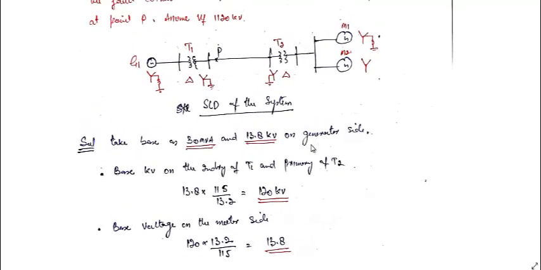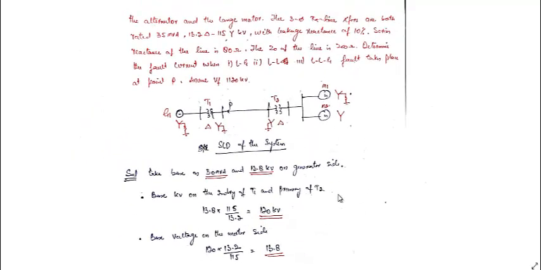So we have calculated the base kV on the different sides, different zones of the power system. Here I have shown that this Y is connected through a reactance, that is a current limiting reactor, whose value is 2 ohms. Here also its value is 2 ohms.